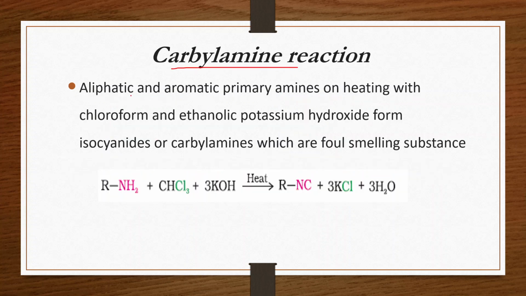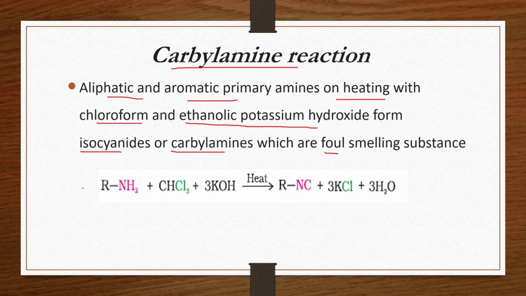Carbylamine reaction. Aliphatic and aromatic primary amines on heating with chloroform and ethanolic potassium hydroxide form isocyanides or carbylamines, which are foul smelling substances. Actually, this reaction is the characteristic reaction of aliphatic and aromatic primary amines. That's why this reaction is used to detect the presence of these amines.